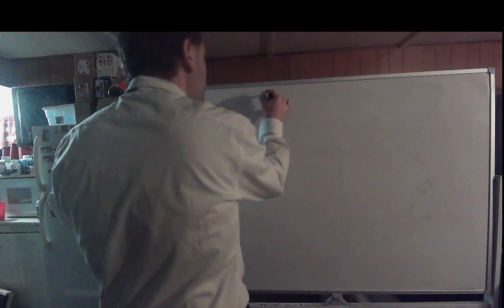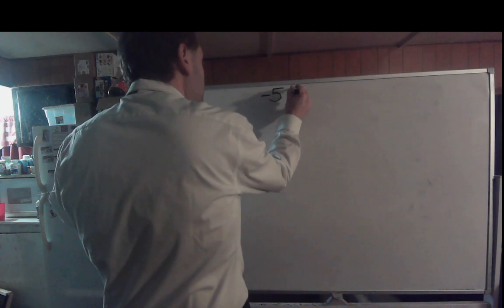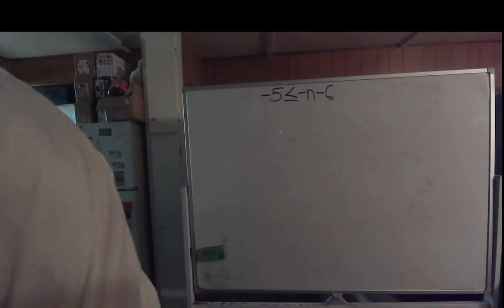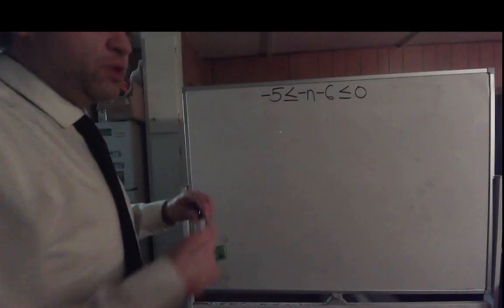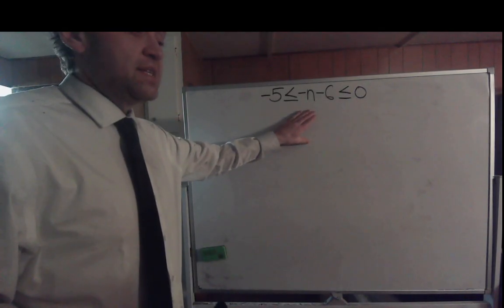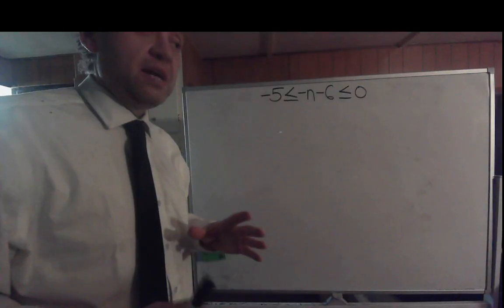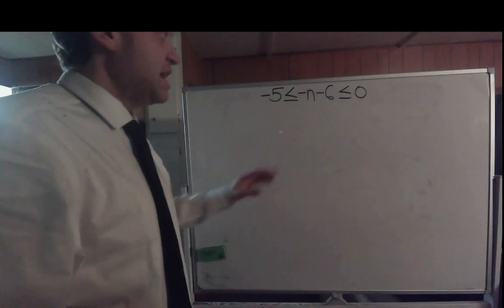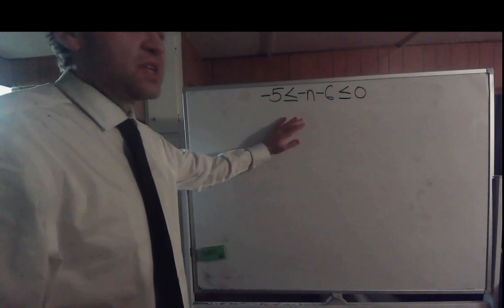Alright, now what if we shift gears a little bit here? We have that negative 5 is less than or equal to negative n minus 6, which is less than or equal to 0. Well, we know we're going to want to get that negative n by itself, but I'm going to save you a little bit of time here. I don't know about saving time, but it's going to make your life easier. You're going to see why in a minute.